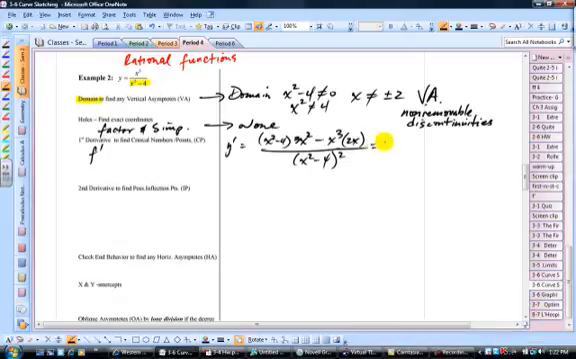Okay, so when you distribute through and simplify here, what are you going to get? 3x to the 4th minus 12x squared minus 2x to the 4th, all divided by x squared minus 4 quantity squared. And you simplify that, you just get x to the fourth minus 12x squared, all divided by the denominator. Okay, now this is your first derivative.